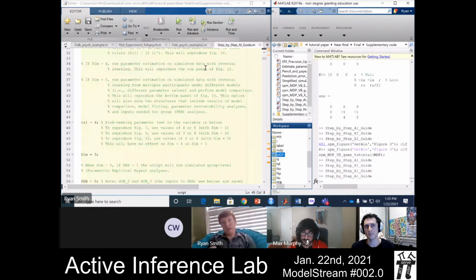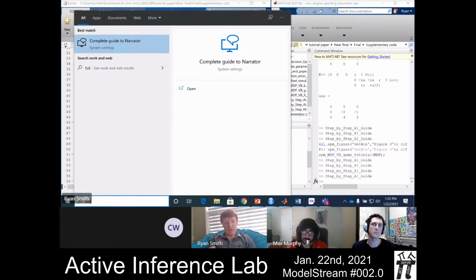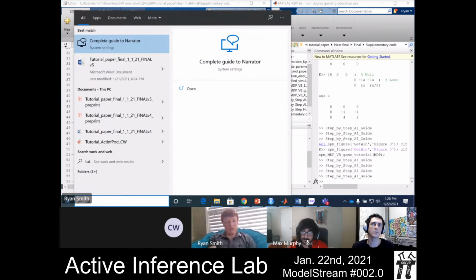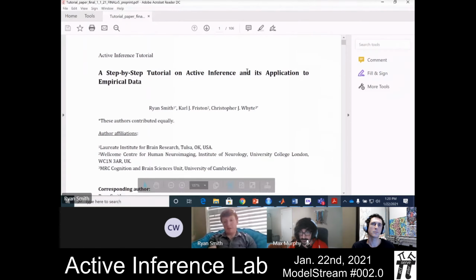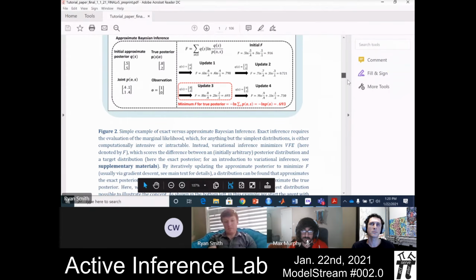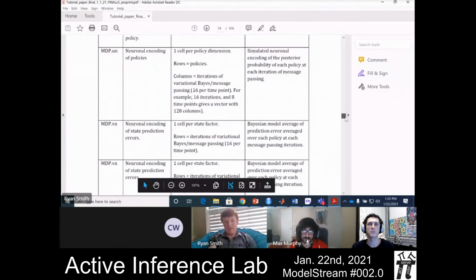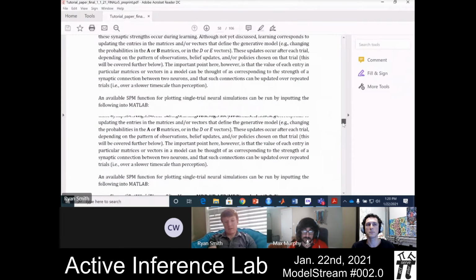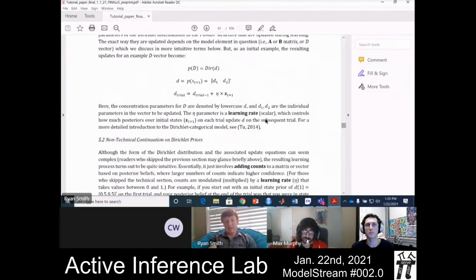Chris showed you the equation for learning A, but in the tutorial paper we also show it for learning D, which is even simpler. See if I can get to it real quick here. Learning, process theory, learning. Yeah, it's literally just this. So D for the next trial is D for the previous trial plus eta times whatever the posterior states were for the previous trial.